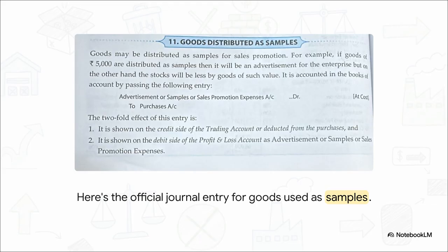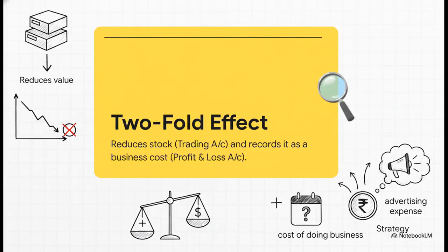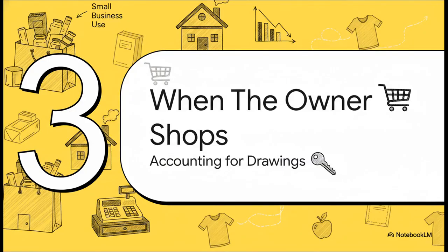We debit what's called an advertisements account, and we credit the purchases account. This one simple entry is how we tell the correct financial story about what happened to those cookies. And check this out. This has a brilliant twofold effect. First, it reduces your purchases, which makes sense. But second, and this is key, it correctly labels that 5,000 rupees as a cost of doing business, an advertising expense. It's not a loss on the goods you sold. It's a strategic cost.